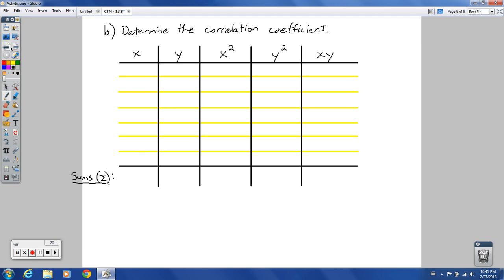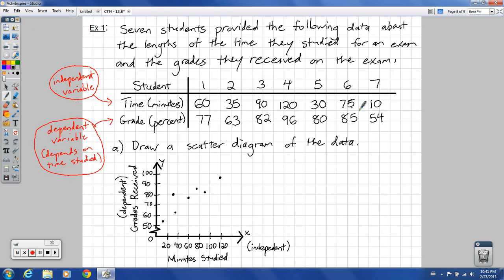And so what were your values for x and y? These are going to be the x values, and these are going to be your y values. So let's write that in a different color right here. These are going to be my x values, and these ones are going to be my y values. Remember, again, y values are dependent. The x values are the independent ones. And so let's fill that in.